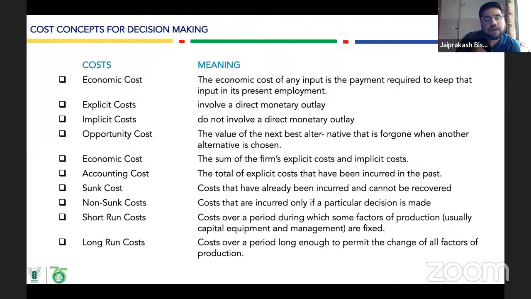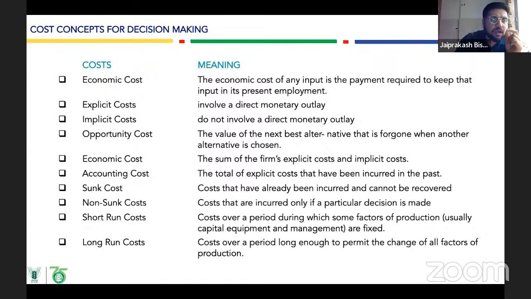For example, if he is engaged in agriculture, he might have foregone the benefit which he would have got from the Narega if he could have been employed in Narega activities instead of agriculture activities. So that is the value of the next best alternative that is foregone when another alternative is chosen. Here he has chosen agriculture over the Narega activity. So the wage rate or salary which he could have got out of the Narega is the value of his next best alternative, which he has foregone in choosing agriculture as a profession.